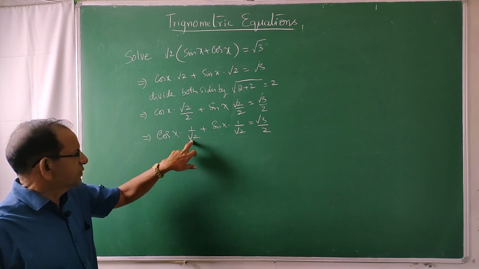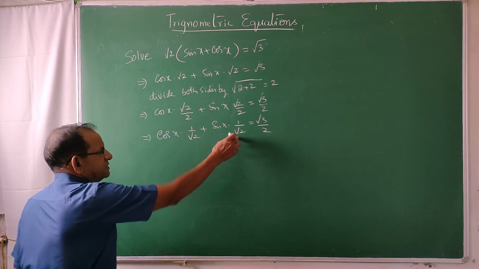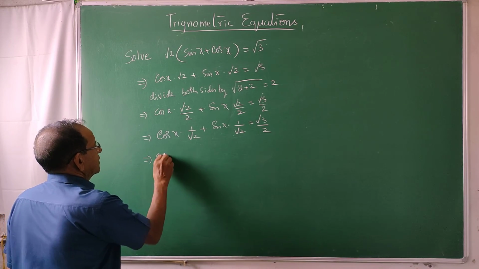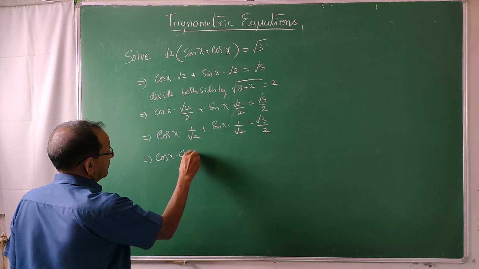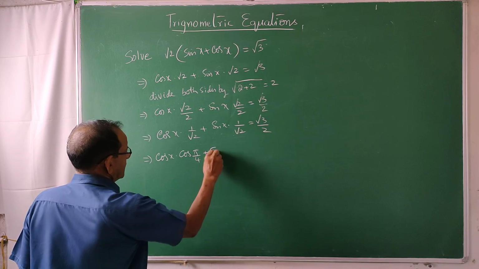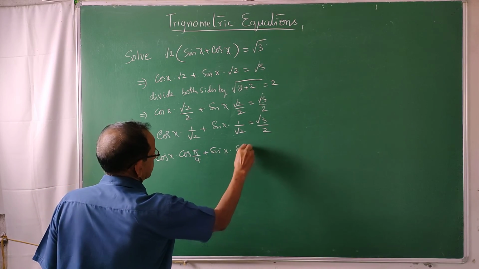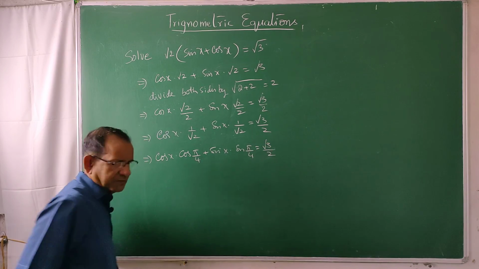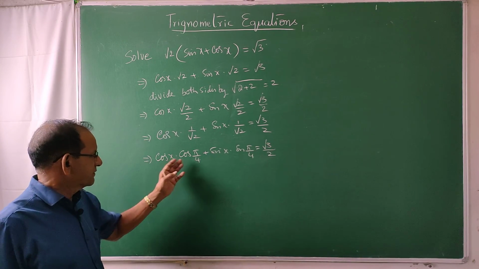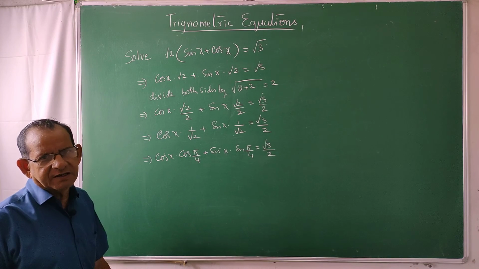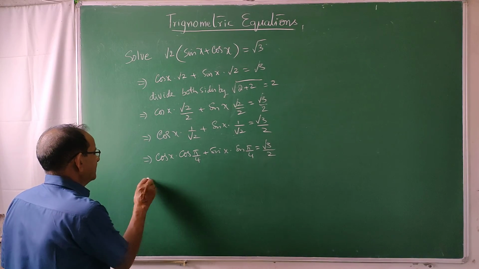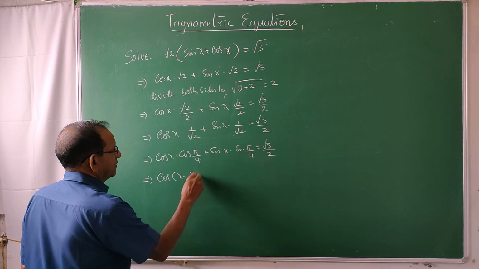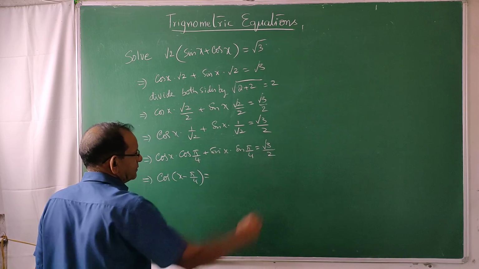Now, we have to get a cos A cos B plus sin A sin B type. So, for 1 by root 2, I will write cos 45. For this 1 by root 2, I will write sin 45. That implies cos x into cos pi by 4 plus sin x into sin pi by 4 is equal to root 3 by 2. Now, it is in the form of cos A cos B plus sin A sin B, cos A minus B. That implies cos x minus pi by 4 is equal to root 3 by 2.